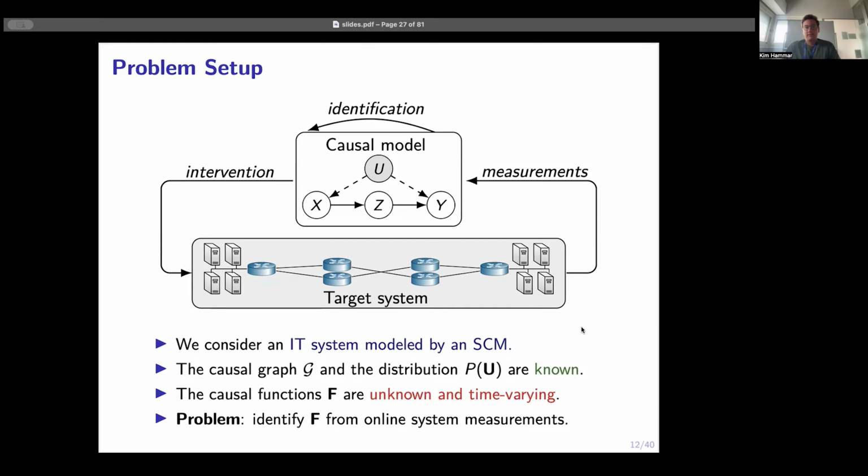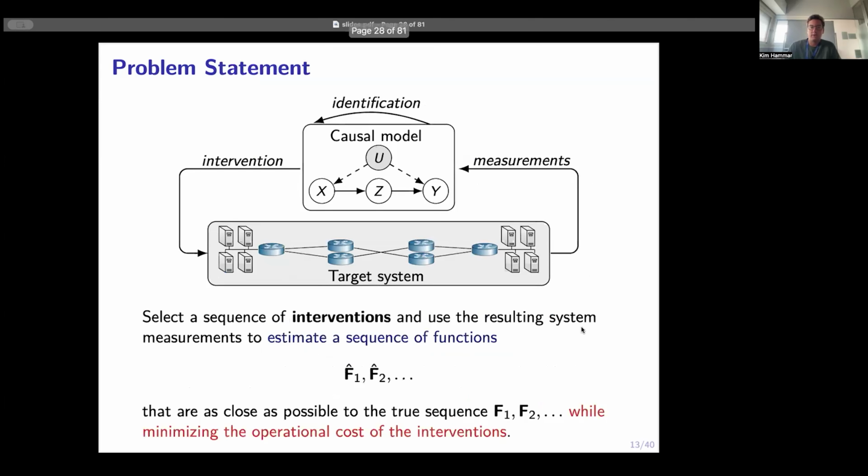And we formulate this online learning problem as an active learning problem, where the goal is to select a sequence of interventions. Those interventions will then generate a lot of measurement data from the system. And using those measurements, we then want to estimate a sequence of causal functions that are as close as possible to the true underlying functions in the real system.